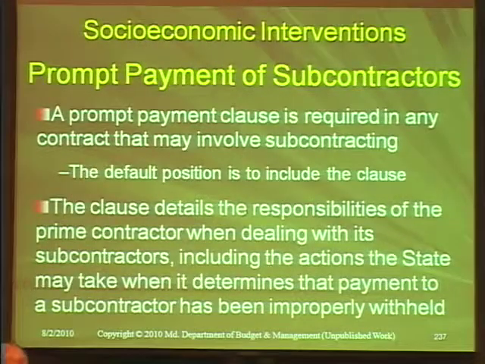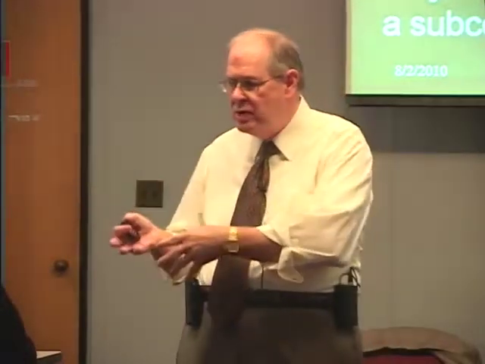Prompt payment of subcontractors. Virtually any contract has the possibility of having subcontractors work under the contract. So that means that virtually any contract is supposed to include a clause saying that the vendor must agree that they will promptly pay its subcontractors when they've gotten a payment from the state. And there's a whole provision in this that says that if they don't pay their subcontractors promptly, you can go in and order them to make payment, or you can withhold payment from the payment due to them, and you can pay directly the subcontractor that they didn't pay.